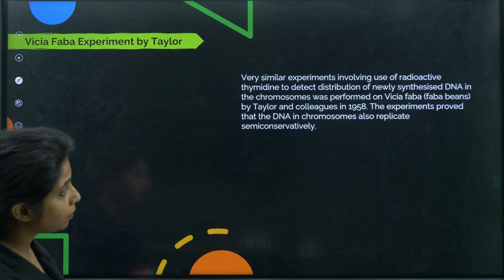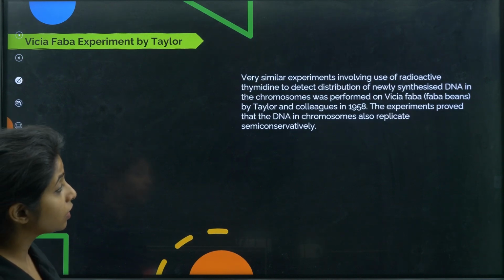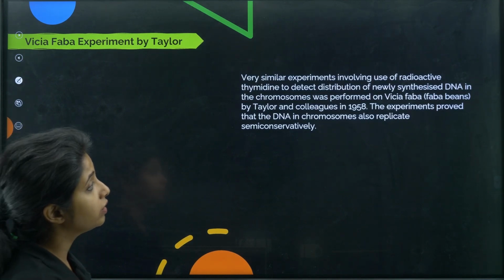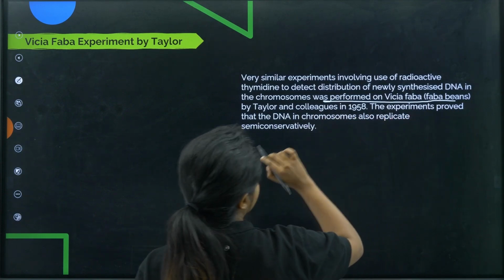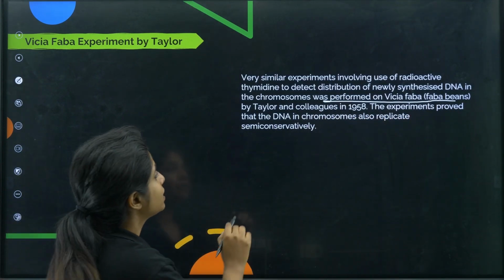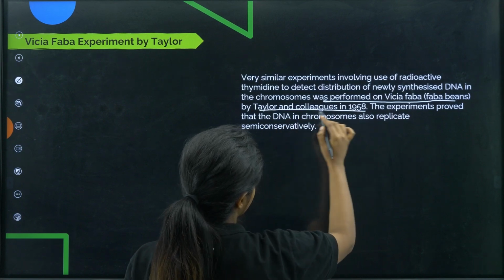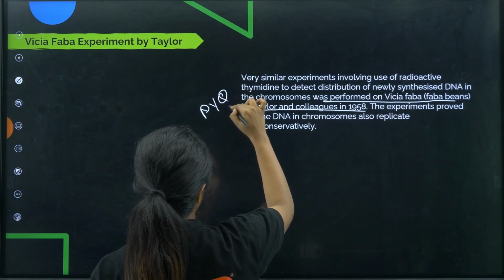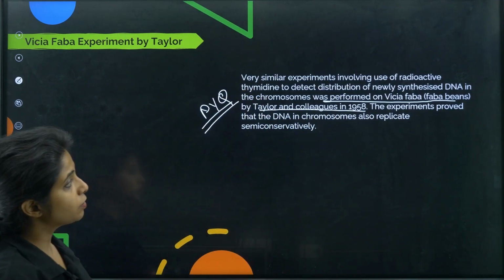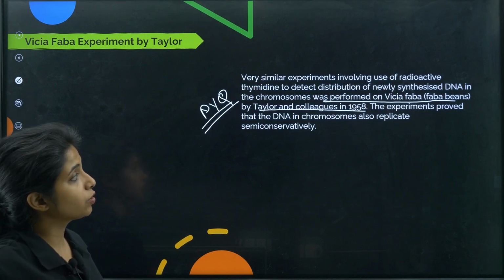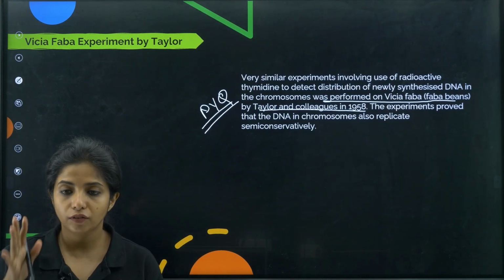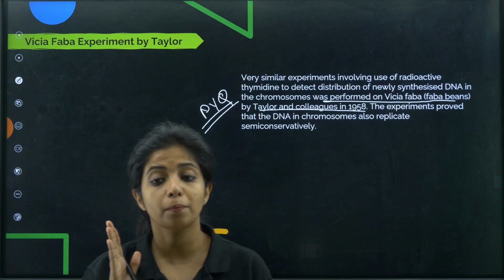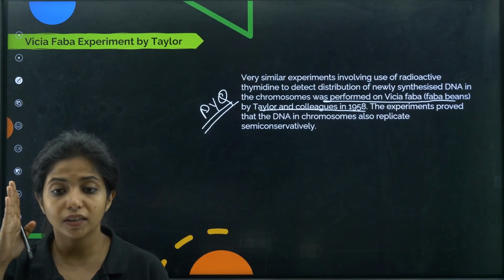Okay, now very similar experiments involving use of radioactive thymidine to detect distribution of newly synthesized DNA in the chromosome was performed on Vicia faba, that is faba beans, okay, by Taylor and colleagues in the year 1958. This is a PYQ that has come. The experiments proved that the DNA in chromosome also replicates semi-conservatively. Semi-conservation means half of the DNA is still from your parent. Okay, the parental type of DNA is also there.